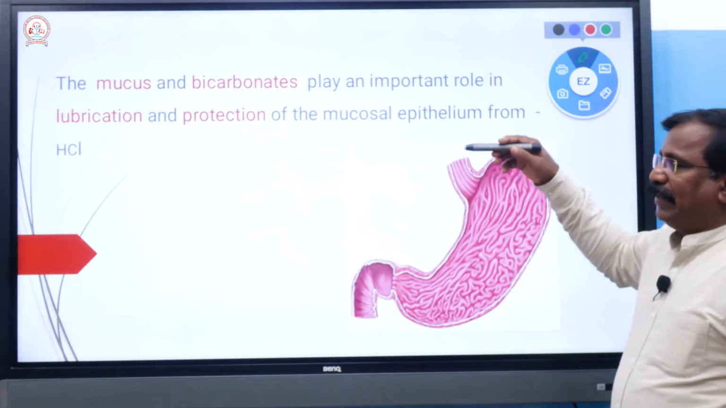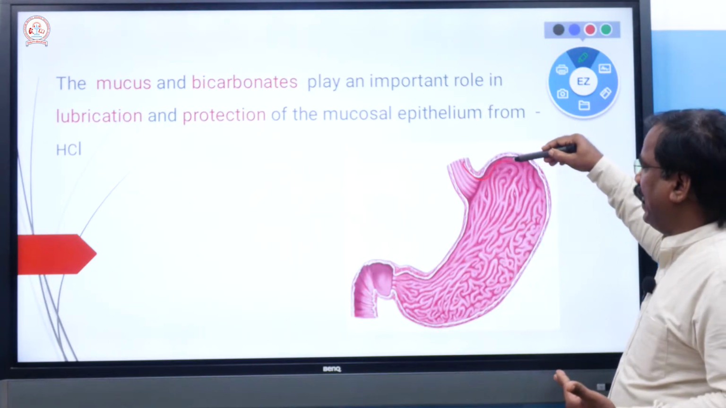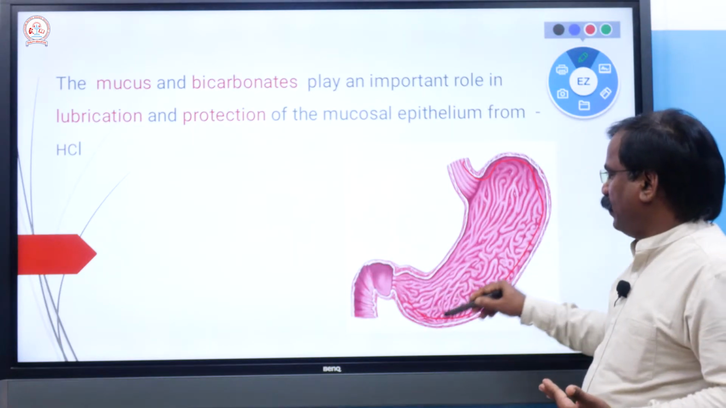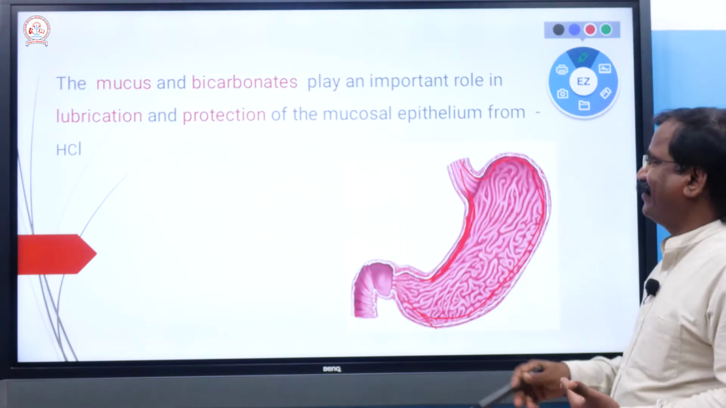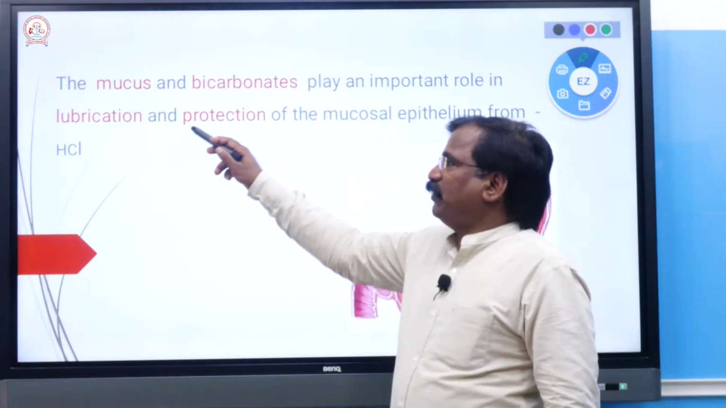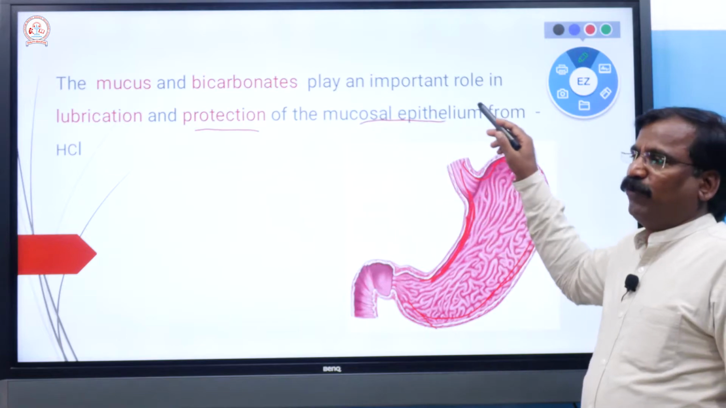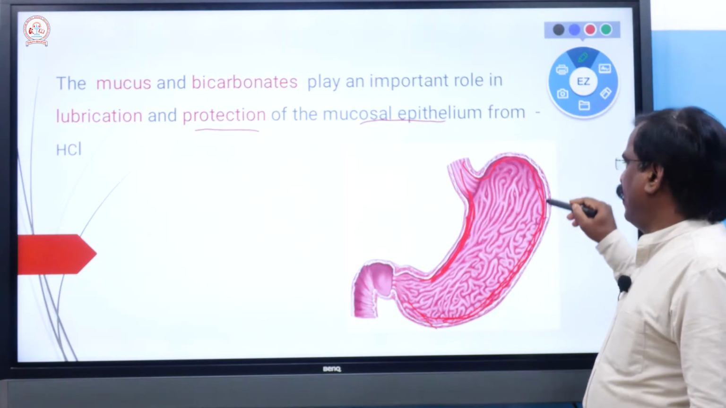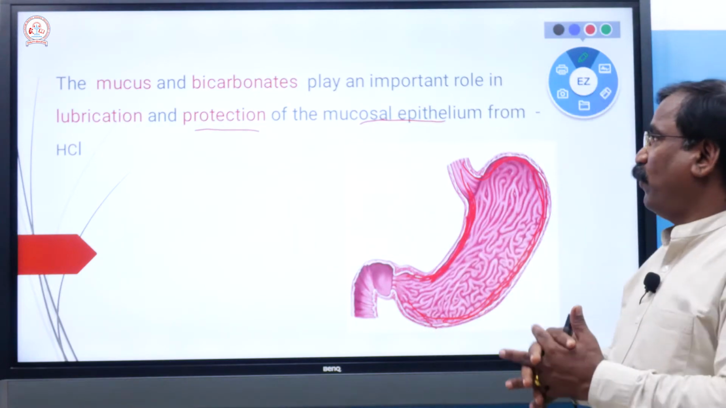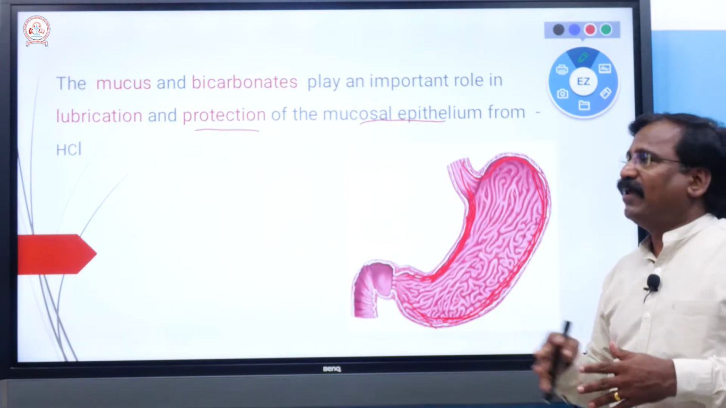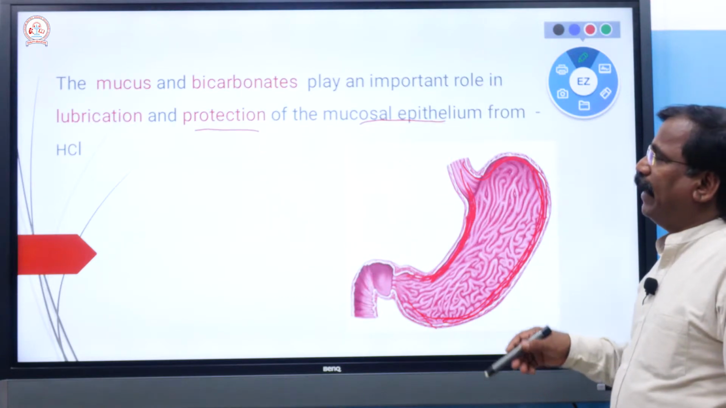The bicarbonates and mucus lubricate the food. The mucus also forms a protective layer over the inner wall of the stomach. So it protects the internal layer of the stomach, the innermost mucosal epithelium, the inner lining, from the action of the HCl and enzymes. Thus the mucus forms a layer that protects and lubricates.